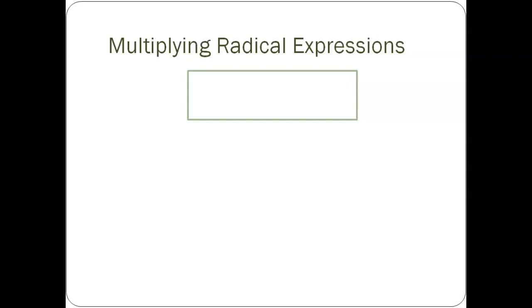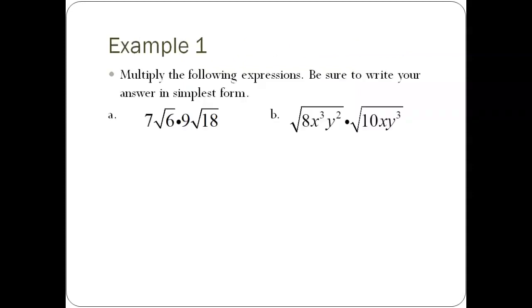That's not the case when you're trying to multiply radical expressions. If you have the square root of a times the square root of b, you're going to multiply what's under the square root together. So it becomes the square root of a times b. All right, let's take a look at our first example. Multiply the following expressions. Be sure to write your answer in simplest form.